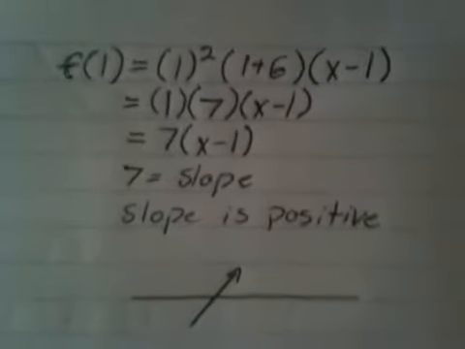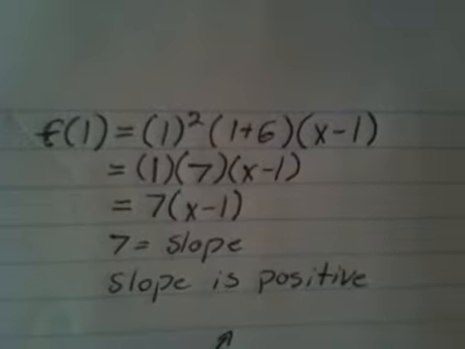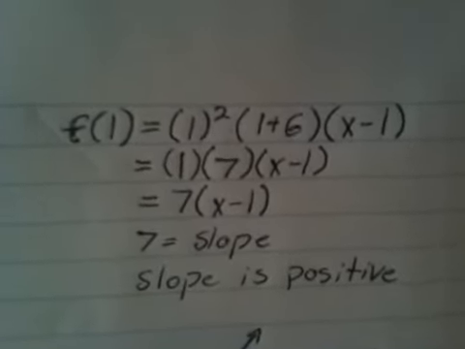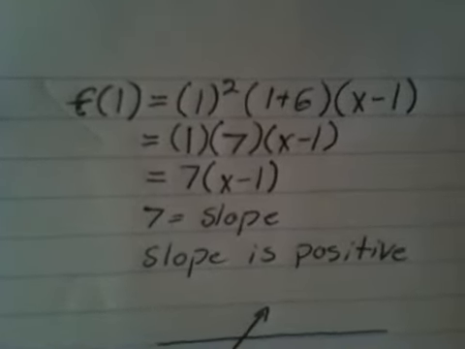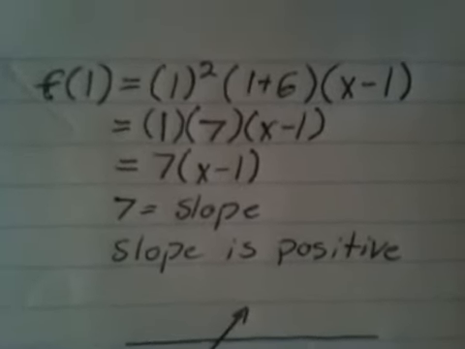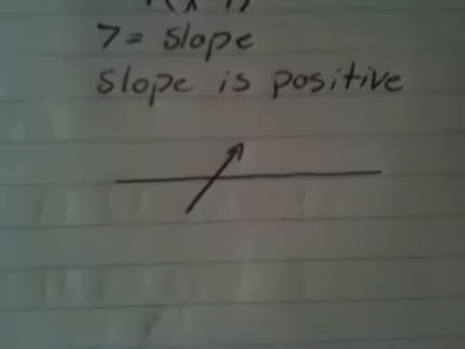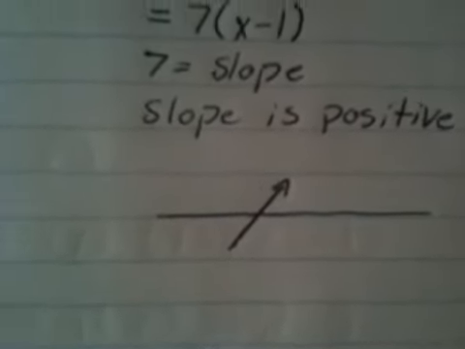So we input 1 into our equation to get f of 1 equals 1 squared times 1 plus 6 times x minus 1. Multiplied out, that is 1 times 7 times x minus 1, which can be simply written as 7 times x minus 1. Again, 7 is our slope. Slope is positive, since 7 is a positive number, so we have a positive slope. And that is the behavior near our zero of 1.